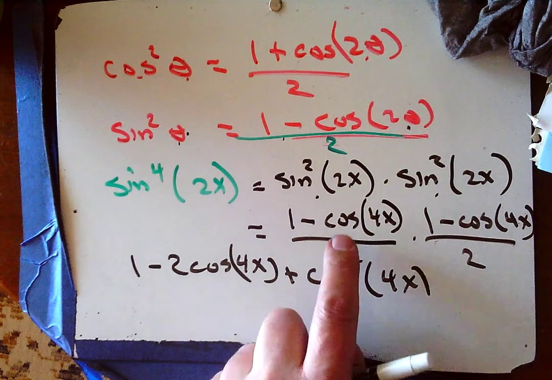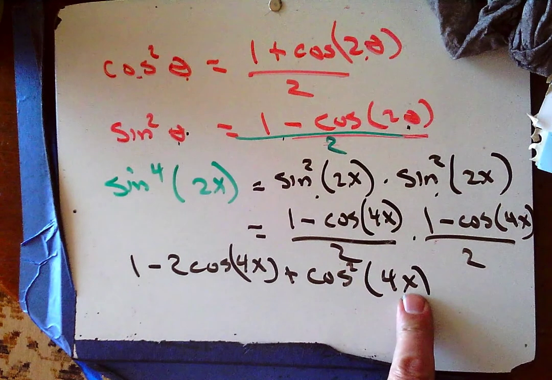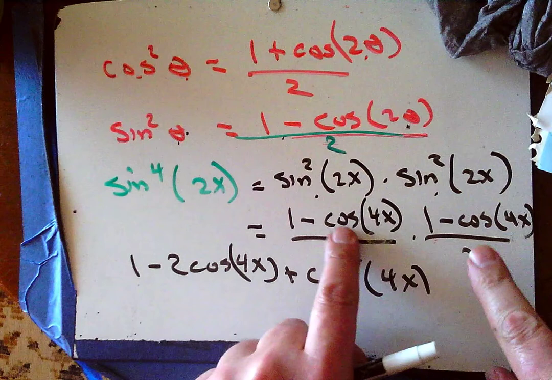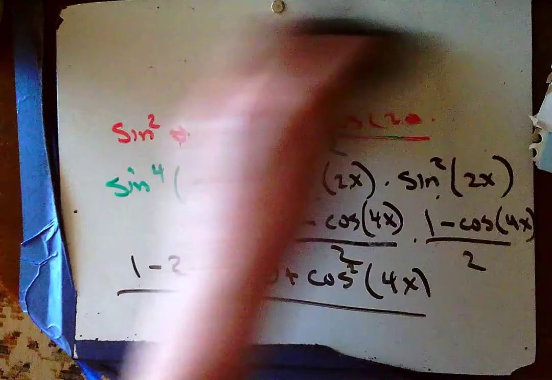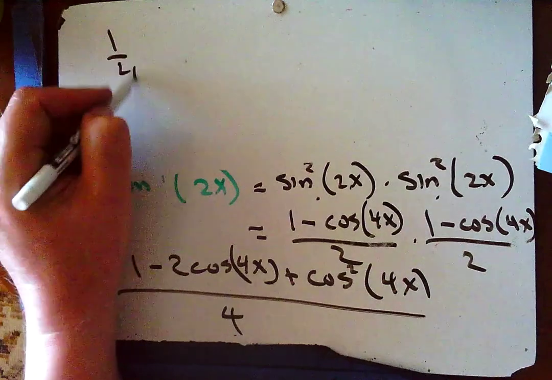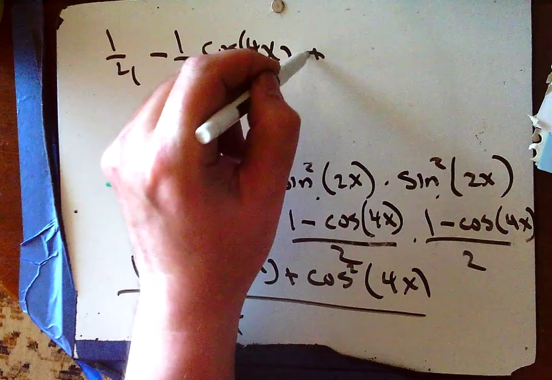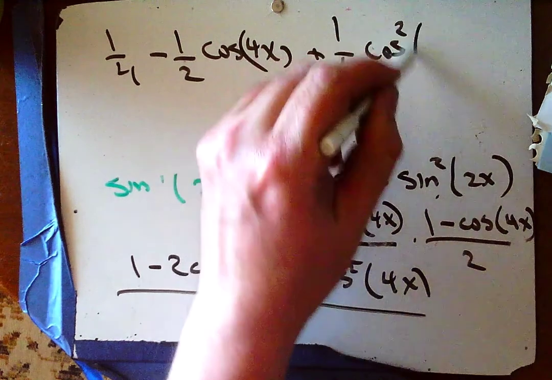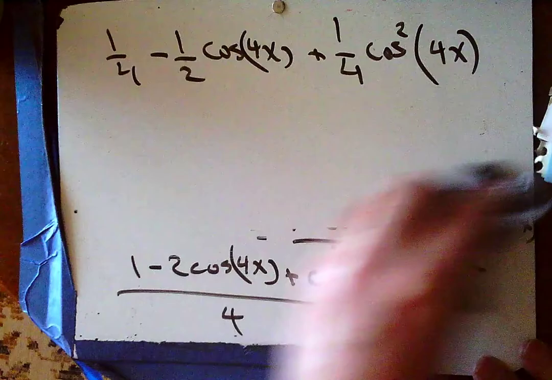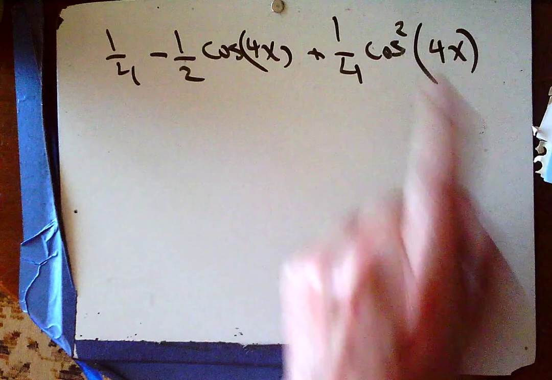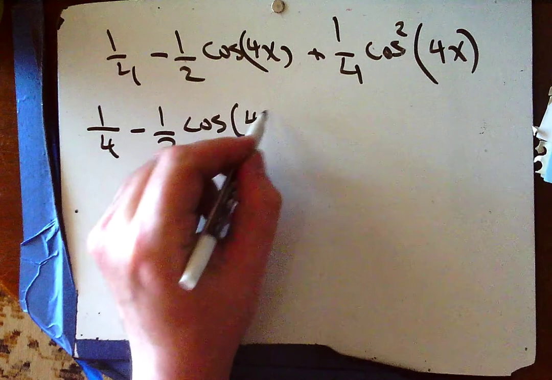This is often hard for people. It's cosine times cosine to make cosine squared. We don't change that 4x. Okay, we're not multiplying this times this, just this times this. All over 4. I'll split that into 3 fractions. I'll have 1/4 minus 1/2 cosine 4x plus 1/4 cosine squared 4x. Am I done? No, I'm not done. Why do I know I'm not done? Because I see a squared. So I have to use my power reducing identities one more time, just like we did in the last video.